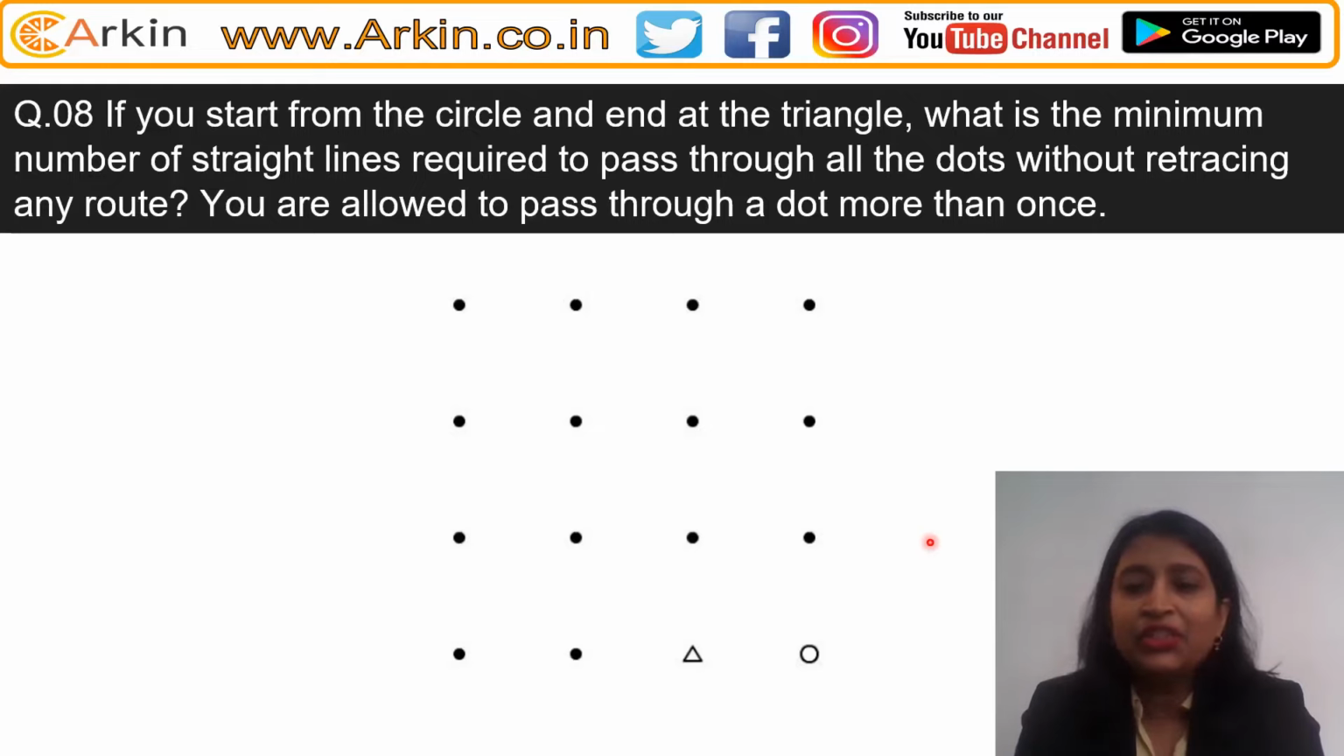Hi, so this is question number 8. This question says, if you start from the circle and end at the triangle, what is the minimum number of straight lines required to pass through all the dots without retracing any route? You are allowed to pass through a dot more than once.